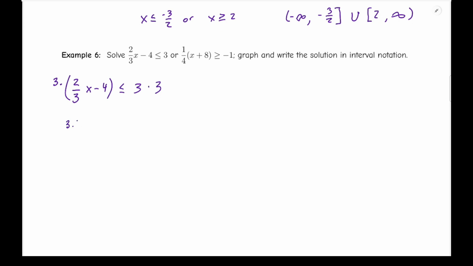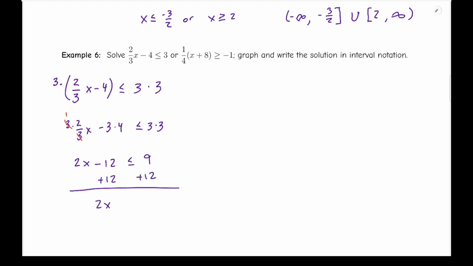So we get 3 times 2/3 x minus 3 times 4 less than or equal to 3 times 3. Reduce first, then 1 times 2x is 2x, 3 times 4 is 12, 3 times 3 is 9. And now we solve as normal. And we end up with x less than or equal to 21 halves.